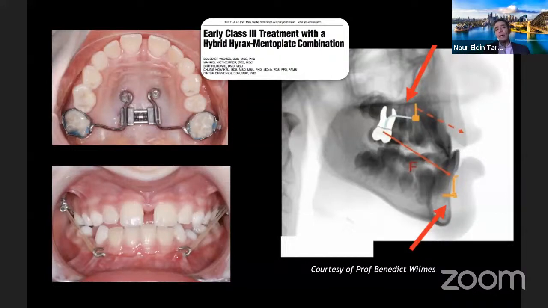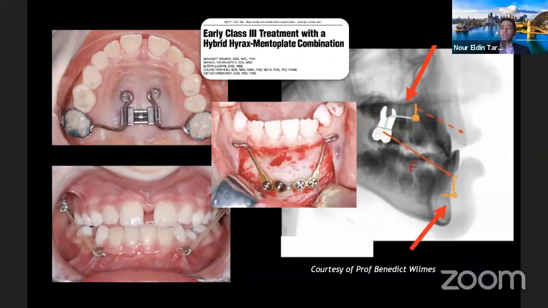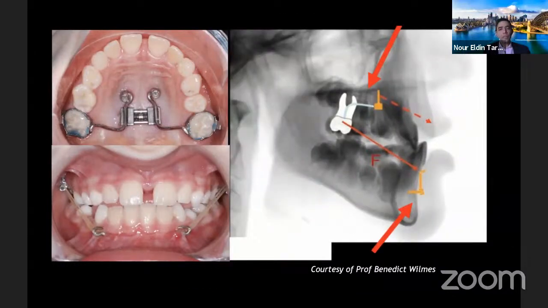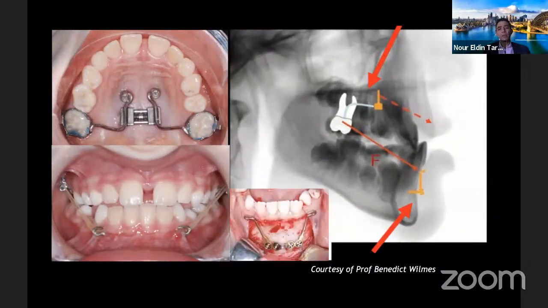Now, the mentoplate can be placed earlier than the bollard plate because it goes under the incisors and it does not necessarily have to wait for the eruption of the canine. So it's a larger flap procedure, but it allows us to start the treatment as early as 8 years old. Now, in his case, he was 10, but that didn't matter too much because the canine had not erupted yet. So we decided to go into this method.